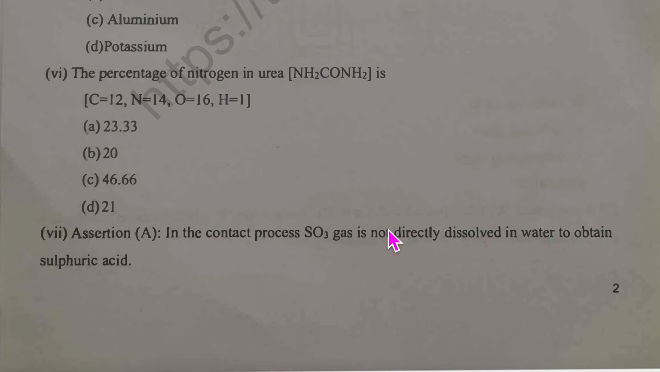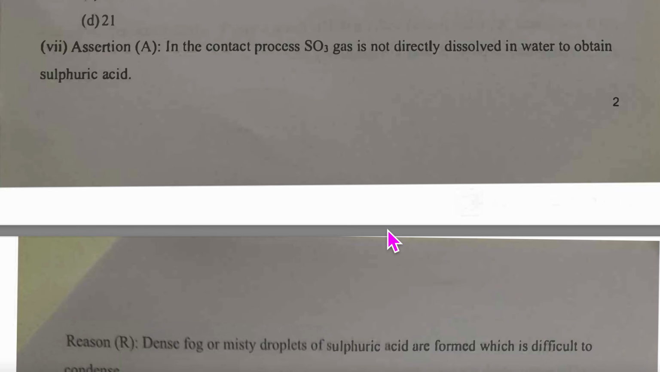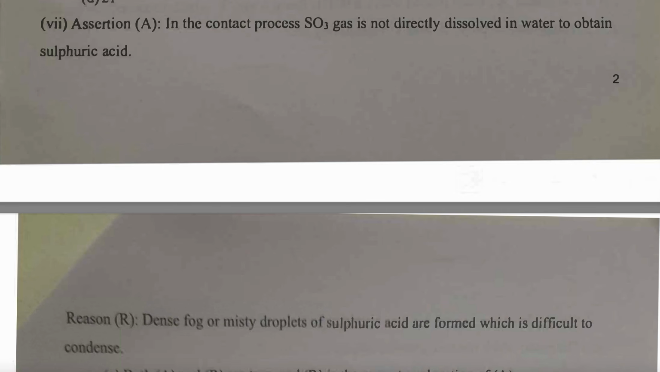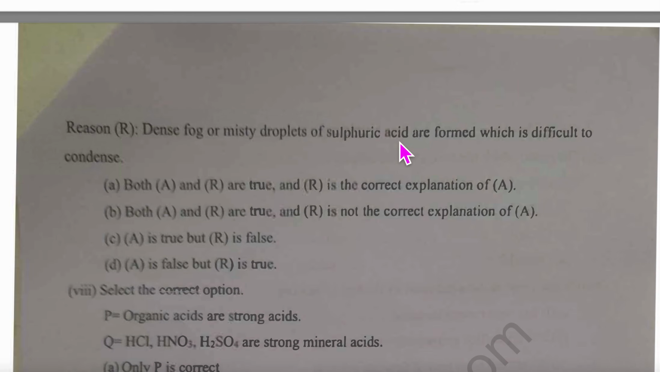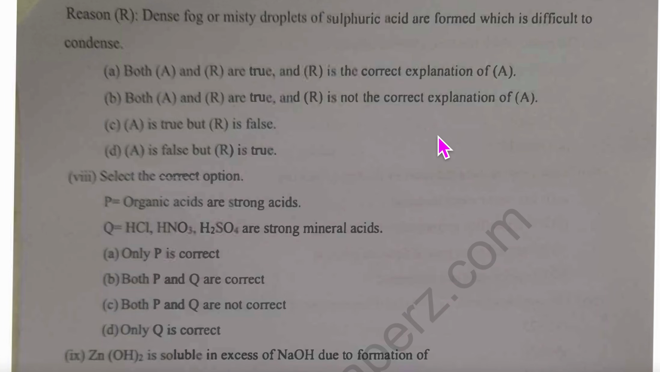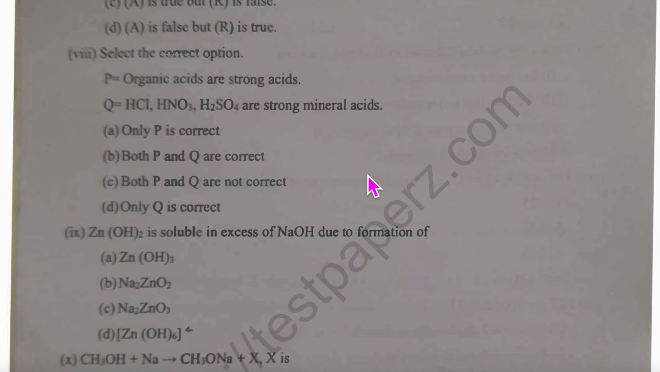46.6. Okay. Assertion. In contact process means SO2 becoming SO3. Generally not directly dissolved in water to obtain sulfuric acid because of dense fog. So this is true. Dense fog of misty droplets are formed, which is difficult. Both of them are true and the correct explanation. So A.